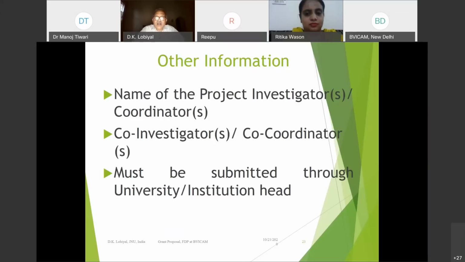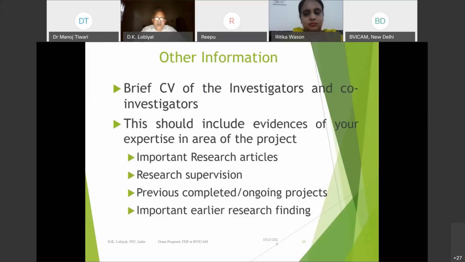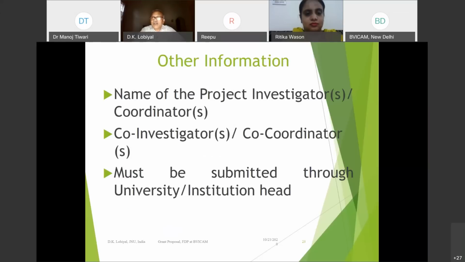And any project you take has to be submitted through the institution or the university, from the head. This is because the university has to give a certificate that they have no objection to taking that project, and you, the project investigator, state that you are ready to take it, and the university must endorse. That is called an endorsement letter. The university and the institution must endorse that project.